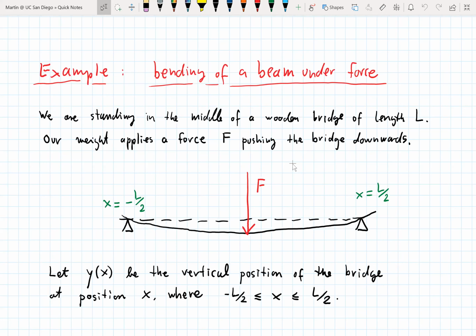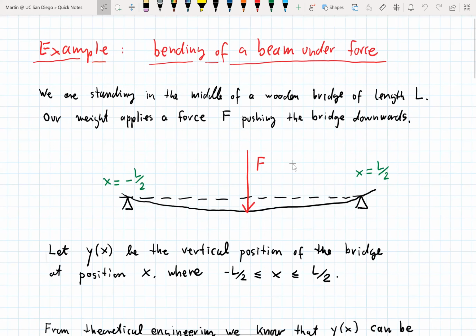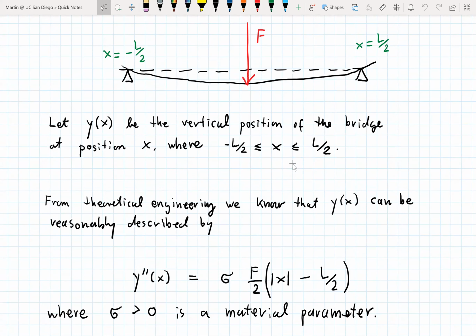And as we think about the vertical displacement y of x, we actually find that it can be described by a differential equation. Namely, from theoretical engineering, we know that y of x can be described with a reasonable degree of approximation by the following differential equation, namely y prime prime of x equals sigma times F over 2 times the absolute value of x minus L over 2. In that context, sigma is some positive material parameter.